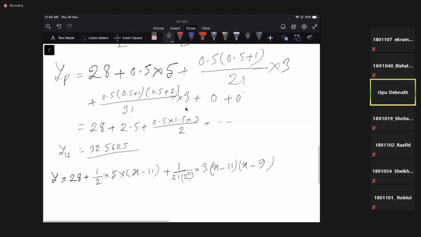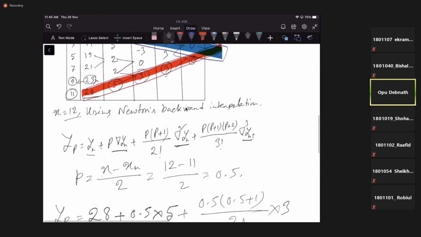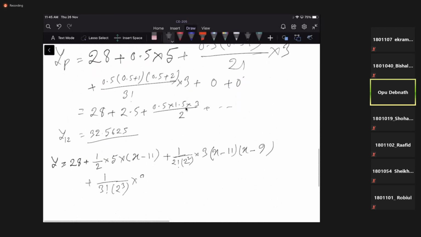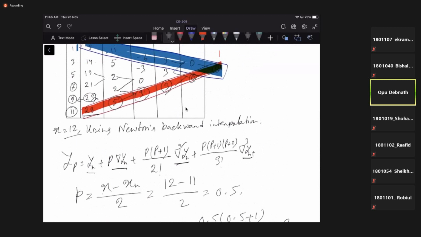And next, plus 1 by 3 factorial h cube. H cube means here h is 2, so 2 cube multiplied by the coefficient. The next coefficient is 3, so you put 3 multiplied by x minus 11, x minus 9, and the next term x minus 7. Just this one, x minus 7.